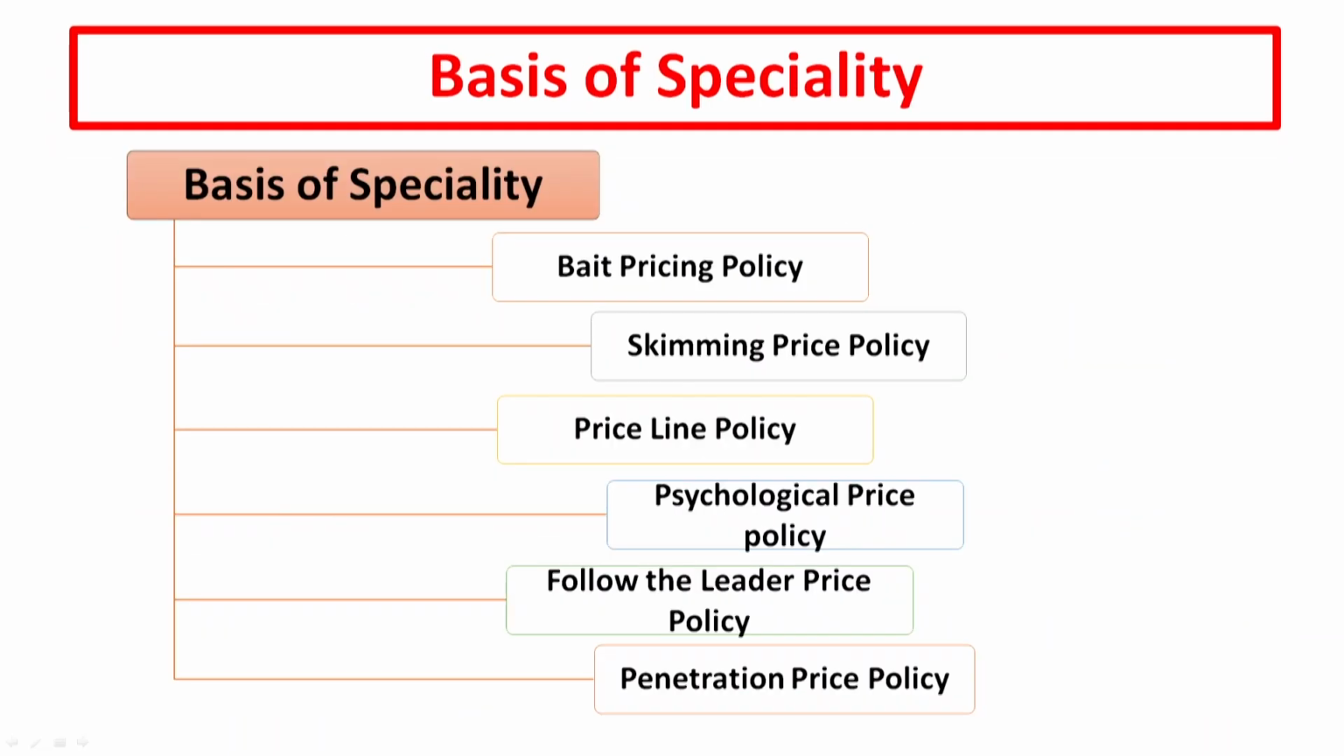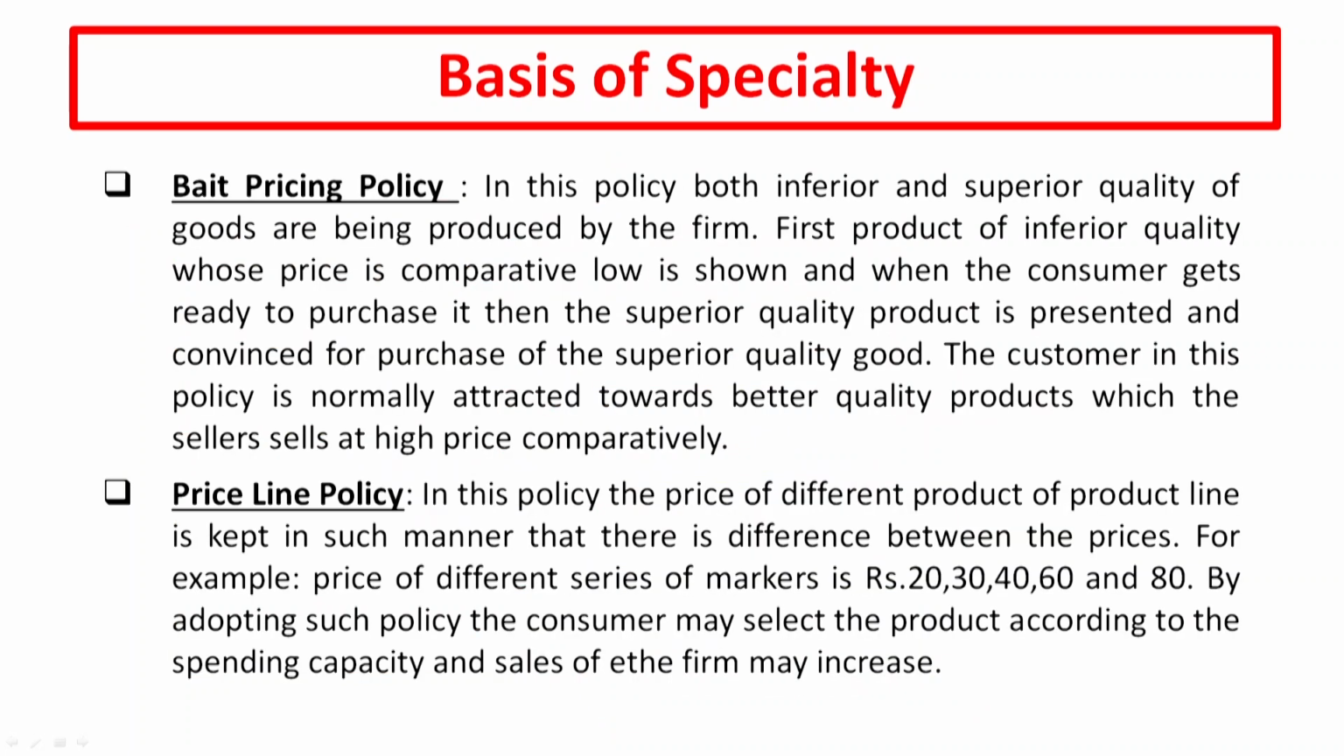Next slide, that is based on basis of speciality. As you are able to see on the screen, there are 6 points: bait pricing policy, skimming pricing policy, price line policy, psychological price policy, follow the leader price policy, and penetration price policy. One by one we will be taking all these points. The first one being bait price policy.